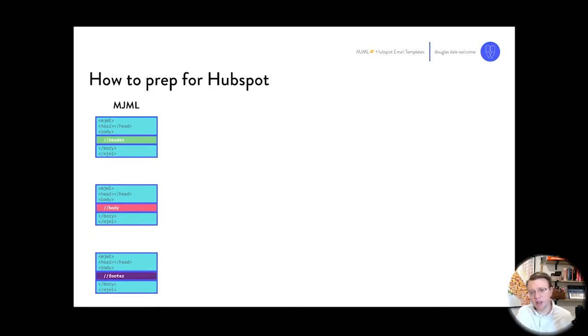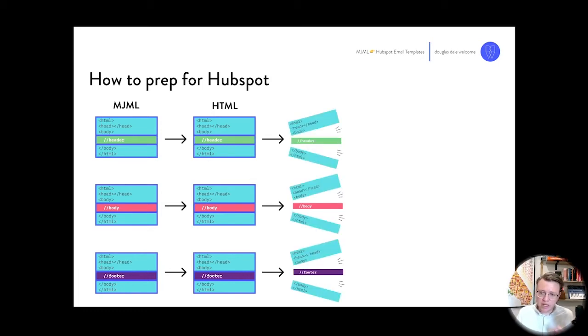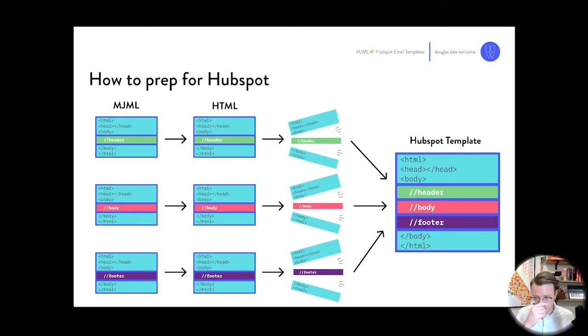So what I did is develop a little script here that basically you can write your Mjml markup for different modules, for a header, for body, for a footer. It's going to output that HTML for those. Then you need to strip off that opening and closing HTML content so you can just get to the meat of those content modules, and then you can stack them and reorder them into a HubSpot template.